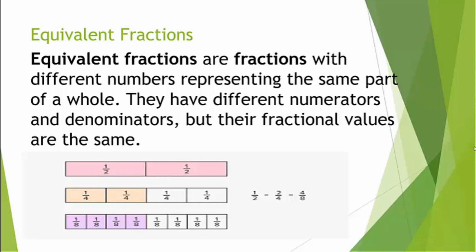These three fractions all take up the same amount of space and have the same value. So 1 by 2 equals 2 by 4 equals 4 by 8. These are equivalent fractions.